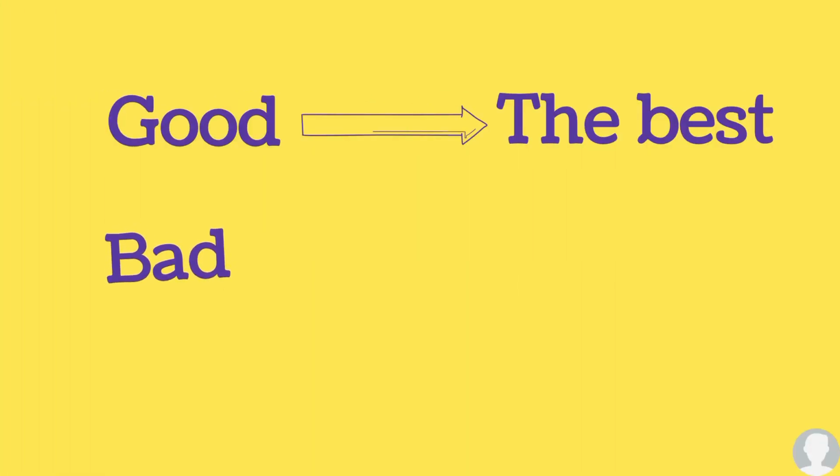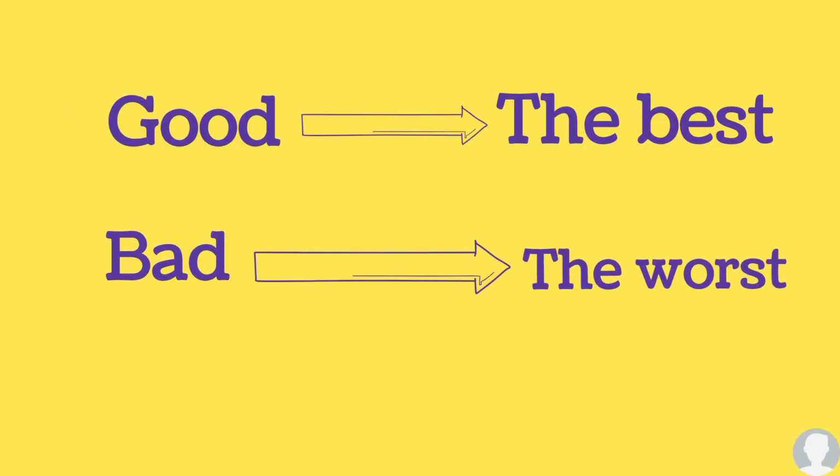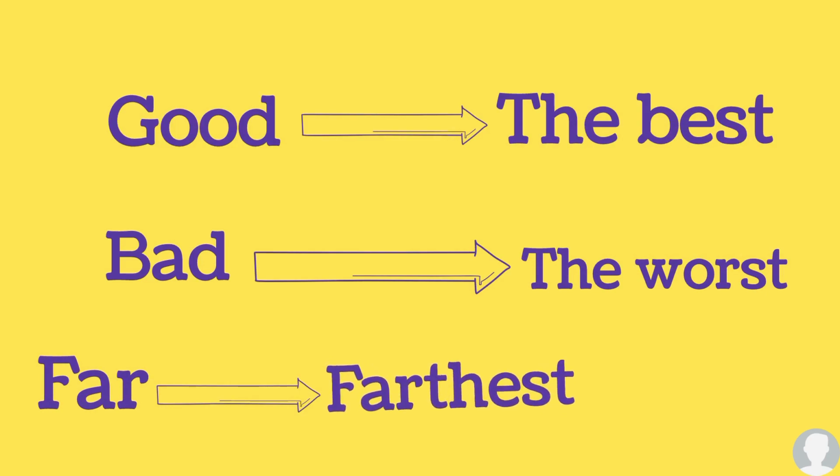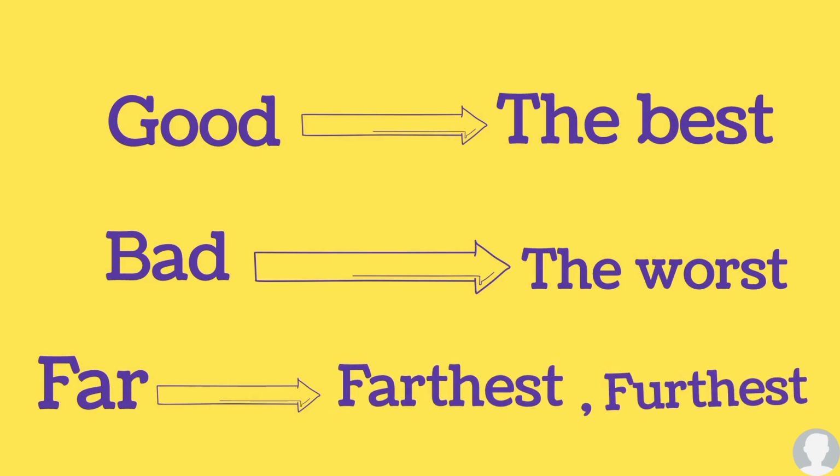Some superlative adjectives don't follow the usual rules. For example, the adjective good becomes the best, bad becomes the worst, and far becomes the farthest or the furthest.